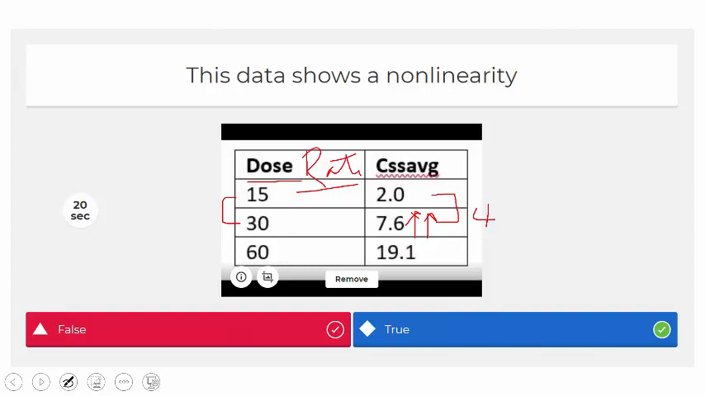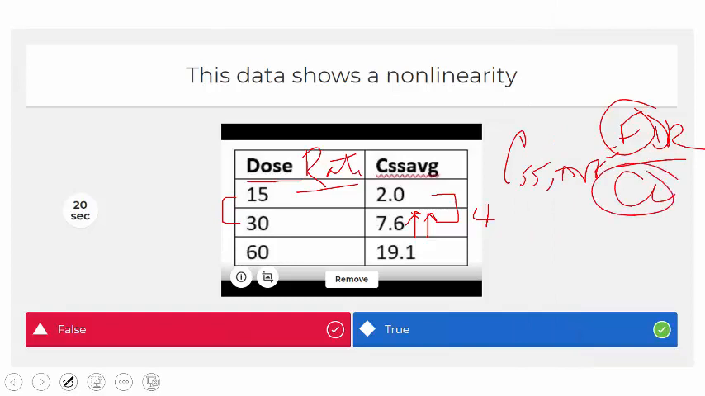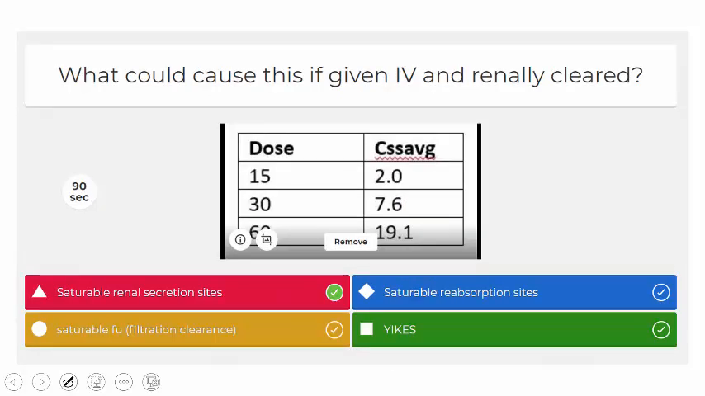So the dose rate, so we have either a nonlinearity in bioavailability or clearance, don't we? So it shows a nonlinearity. Yes, it does. This is true. What could cause this if it was given IV and renally cleared? All right, so this is too high. Here we've got it correct. Oh no, this is still dose rate.